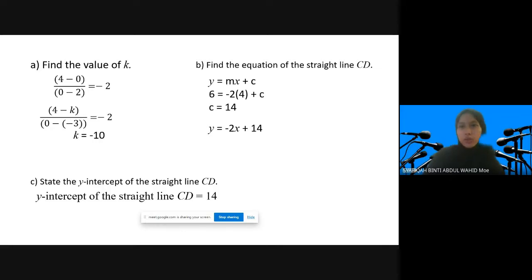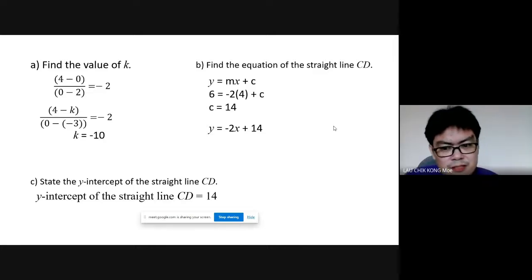9b, find the equation of the straight line CD. We can use y equal to mx plus c, then 6 equal to -2 times 4 plus c. C is equal to 14. The equation of straight line CD is y equal to -2x plus 14. 9c, state the y-intercept of the straight line CD. Y-intercept of the straight line CD is 14.